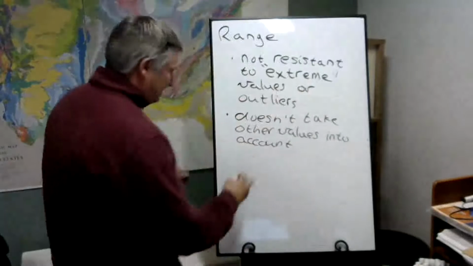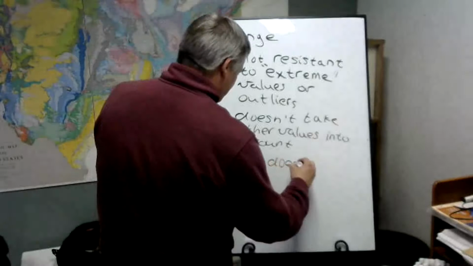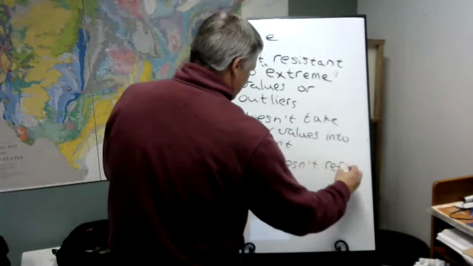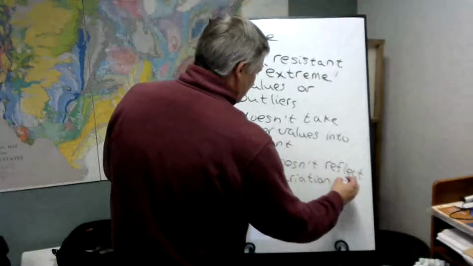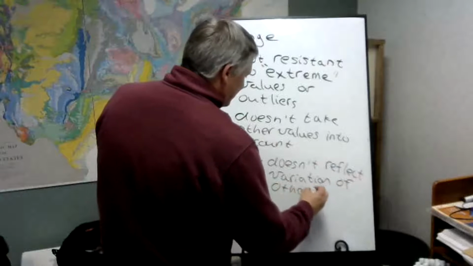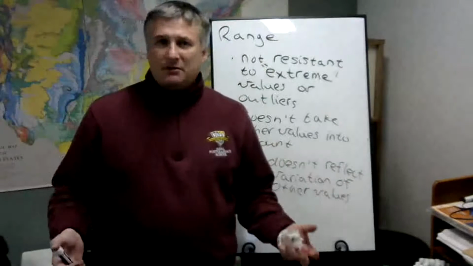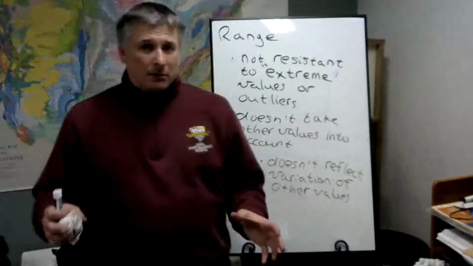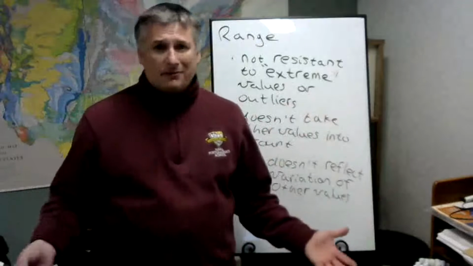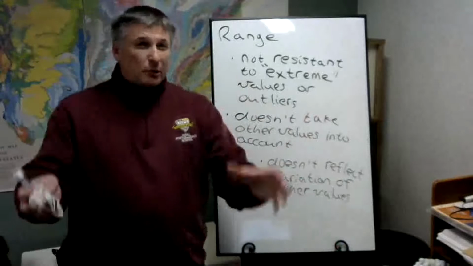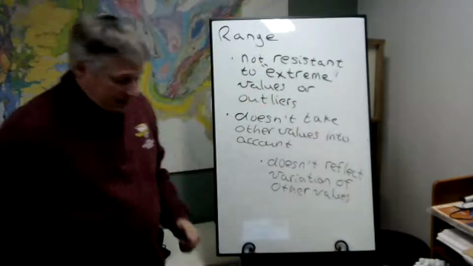And then finally, it doesn't reflect variation of other values. And I should emphasize, when I talk about other values, I mean values other than the minimum value and the maximum value. We do care about those when we talk about the range. We don't seem to care about anything else. So we ignore what's going on with all the other values. Whatever is between the minimum and the max, we don't address that at all. So that's the range.